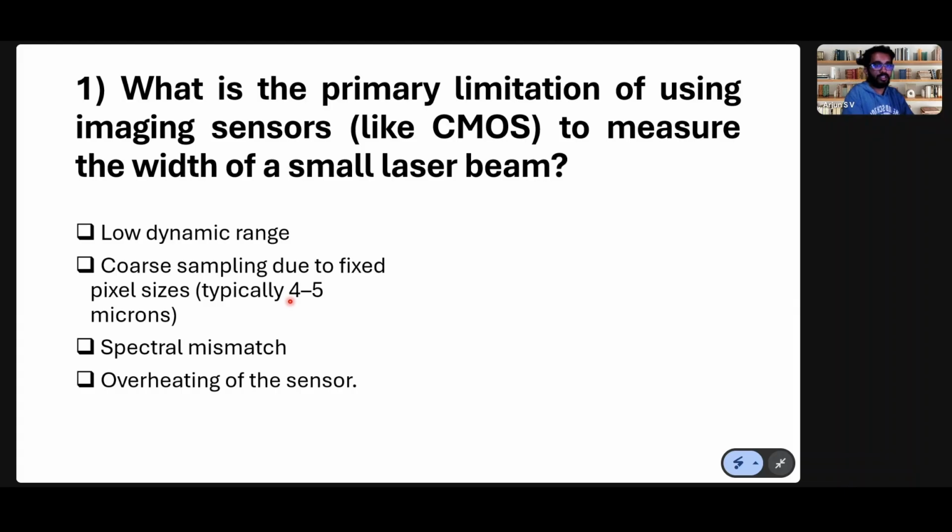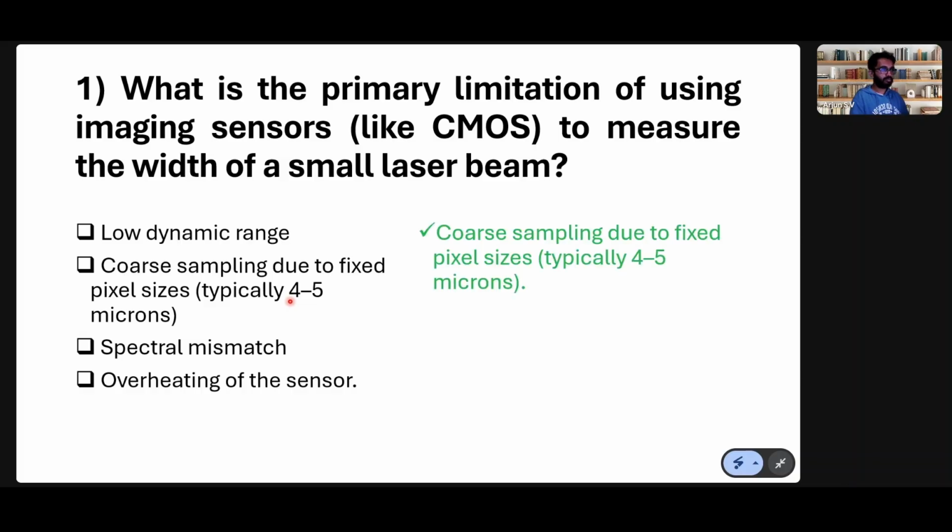So this comes in the last section of the last lecture of the week's lectures, where we saw that there are two types of imaging sensors, CMOS and razor blades. CMOS can't help you measure small laser beam widths due to sampling and pixel sizes, and therefore we proceed to use razor blades. So the correct option here is option B, coarse sampling due to fixed pixel sizes, typically 4 or 5 microns.